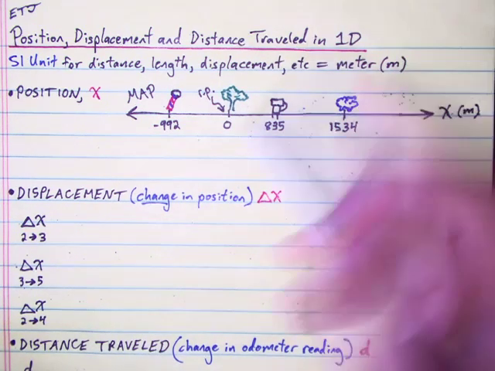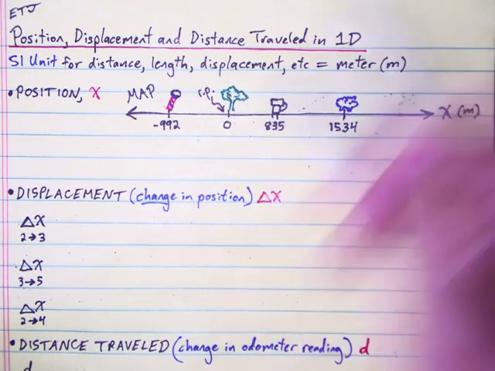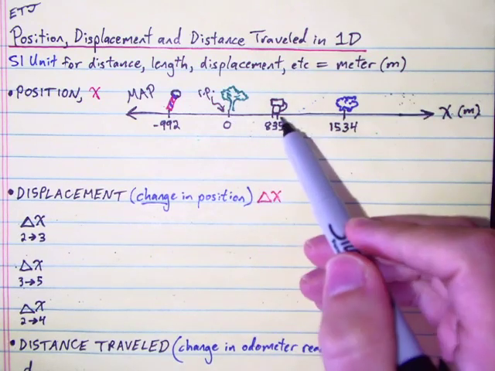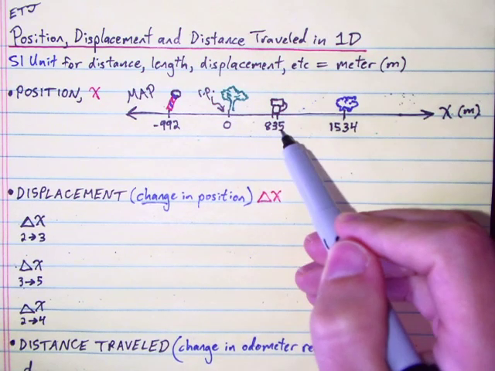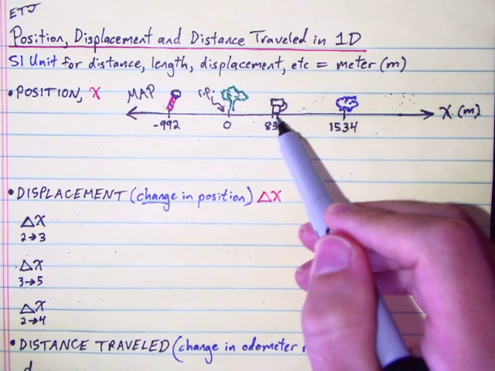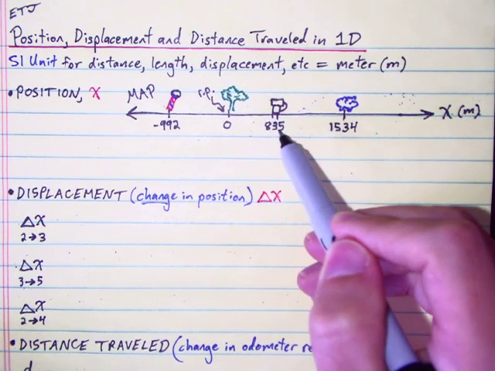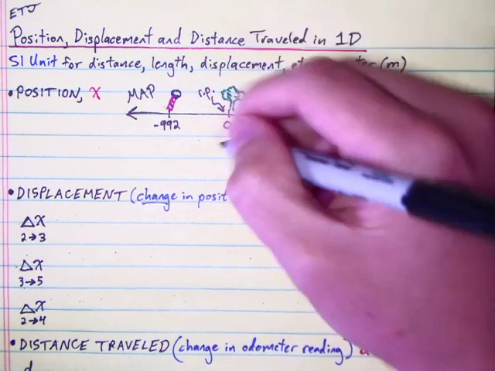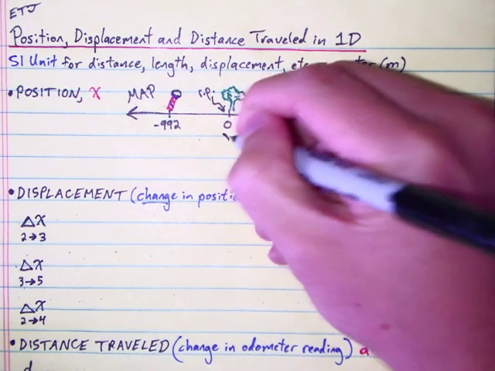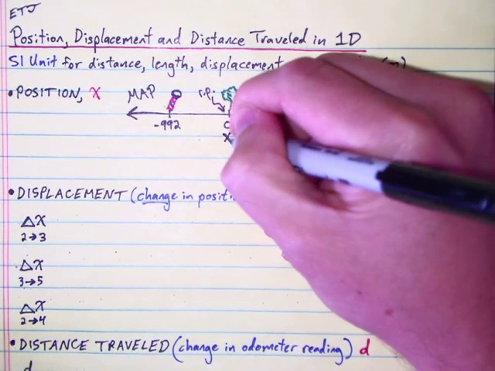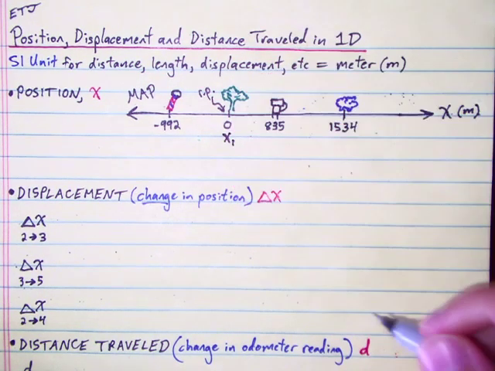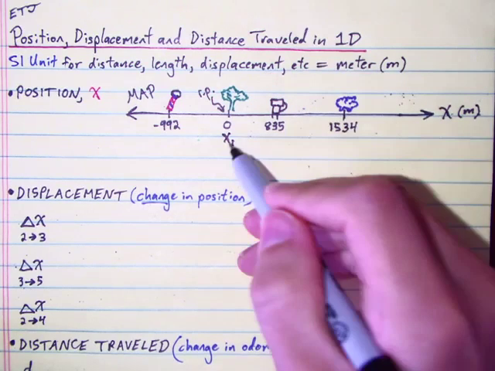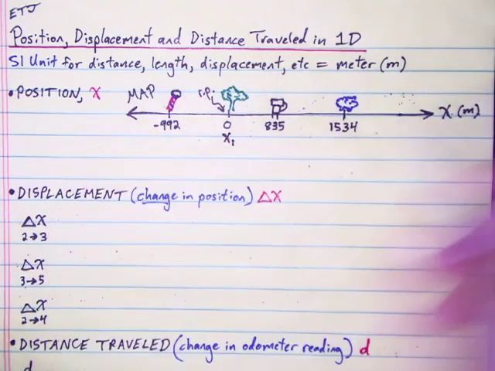Our reference point is the tree here where Chewie lives, and the position of a nearby gas station is marked 835 meters to the right of our reference point, so it's a positive 835 meters. Chewie starts his day here at his house. I will mark the event of him leaving the house in his car as x1. This is event 1, x for position.